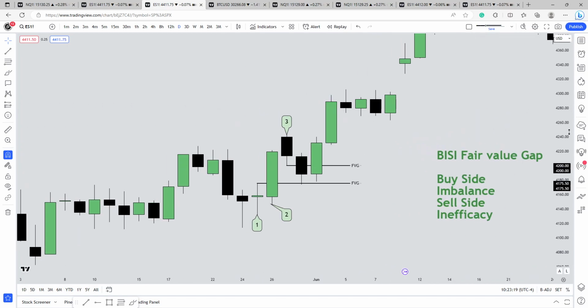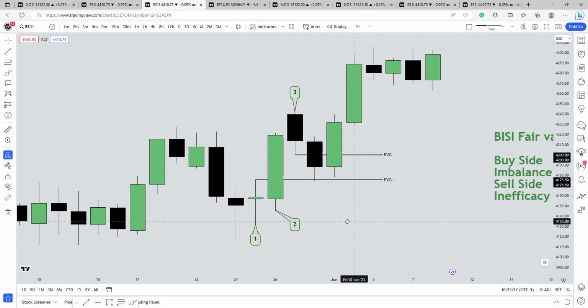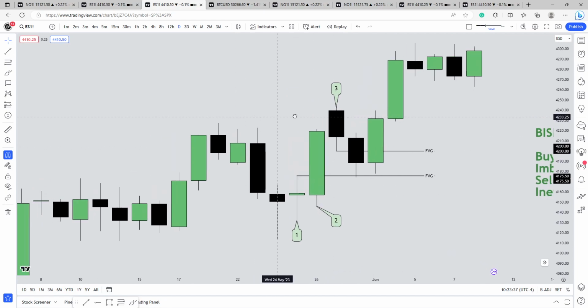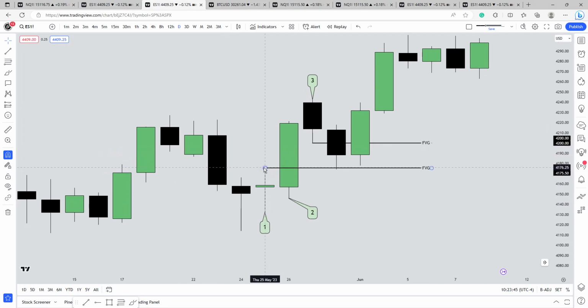To understand what a fair value gap is, we need to understand how many candlesticks it needs, right? So a fair value gap is a 3 candlestick pattern. So this is candle number 1, this is candle number 2, and this is candle number 3. You'll understand why I chose those specific candles in a minute. A bullish fair value gap, more specifically, is when candle number 1, look at its high right here. So this is the high end of the candle.